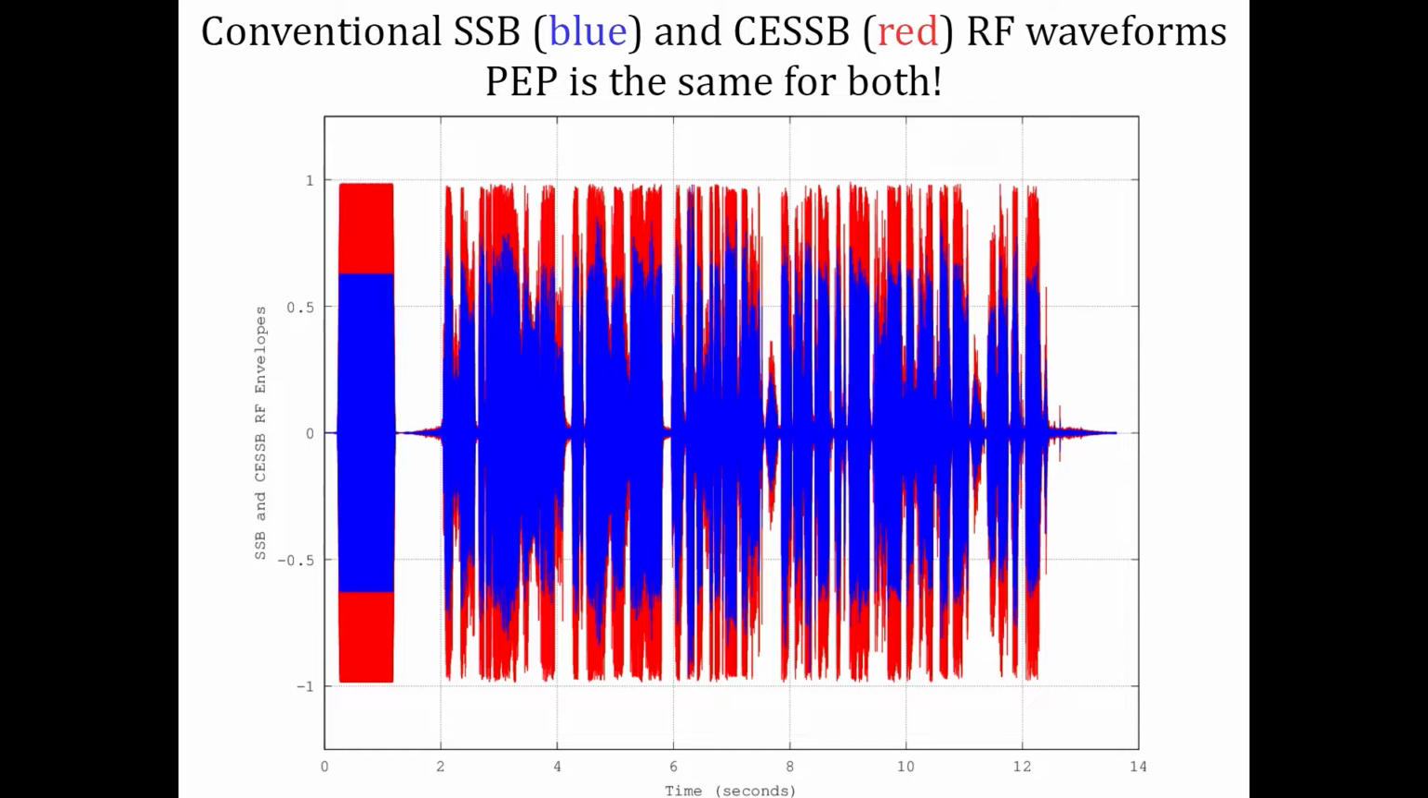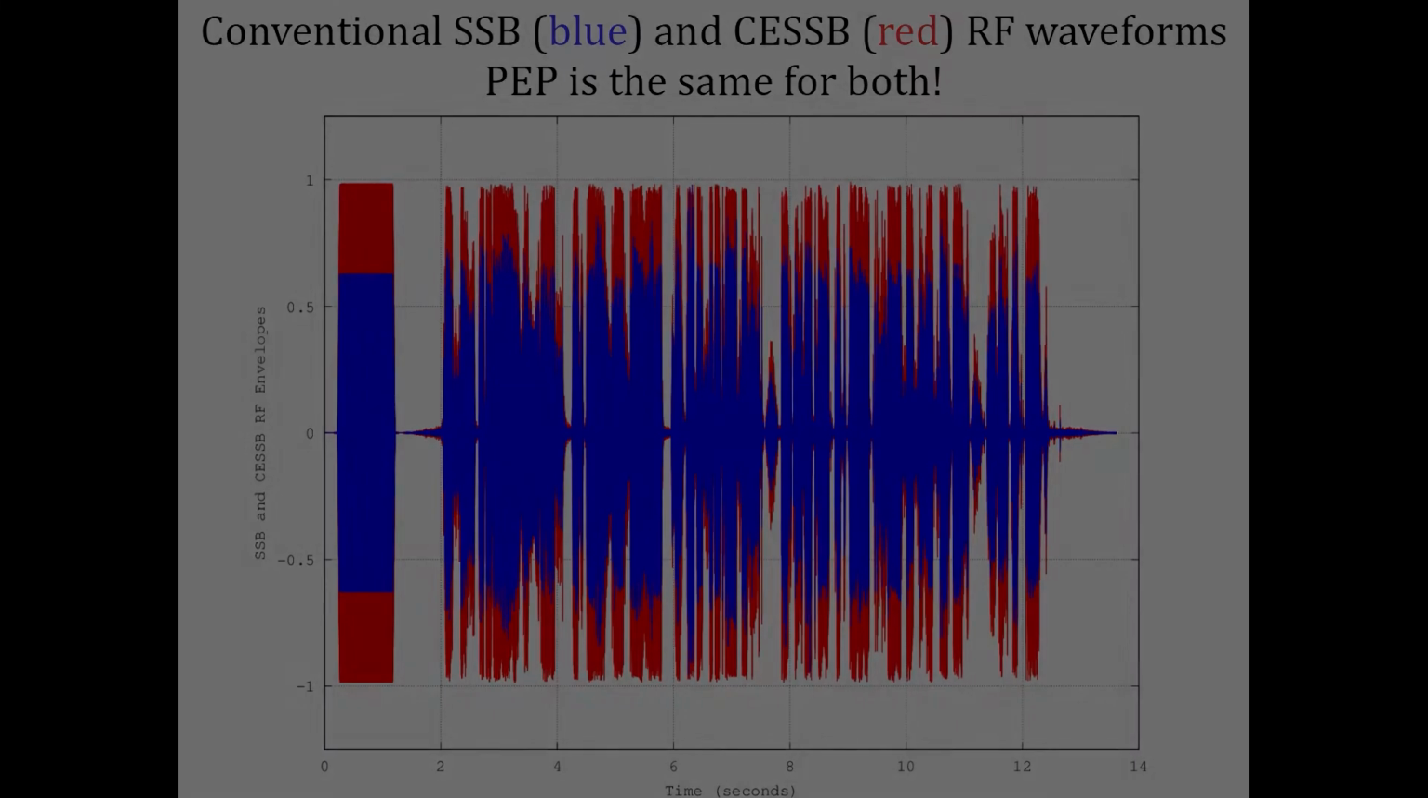The blue trace is conventional sideband. Notice how the RF peaks exceed the level of the tone. The red trace is CESSB. PEP is the same for both the tone and the speech. Because conventional sideband overshoots badly, we have to reduce the power of ordinary SSB so we don't flat top. In this example, CESSB has more than double the average power of conventional sideband.